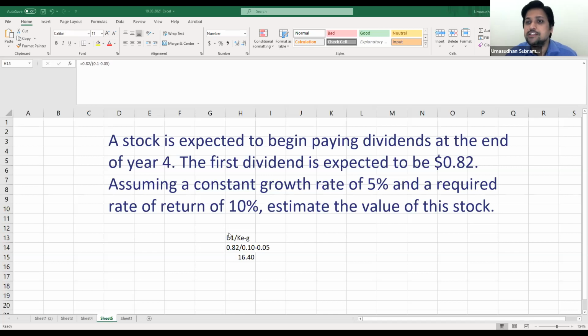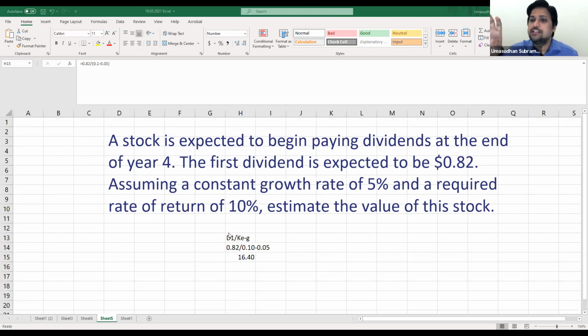When you are using D1 in a normal question, forget about this question. This is a bit complicated. Forget about this and try to understand a normal question. How you do the dividend discount model, D1 divided by cost of equity minus growth rate. D1, is it last year's dividend or next year's dividend? D1 is next year's dividend.